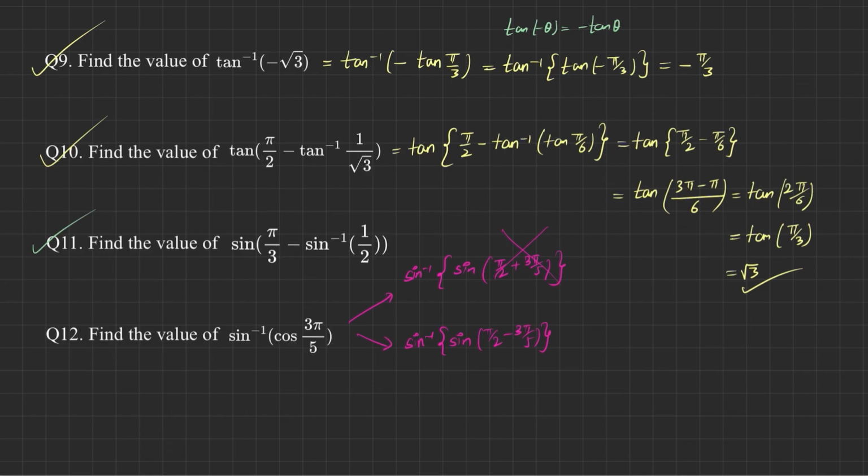This equals sine inverse of sine of, the LCM will be 10, so it will be 5 pi minus 6 pi, so it will be sine inverse sine of minus pi over 10. So my answer is minus pi by 10, which belongs to its principal value range.